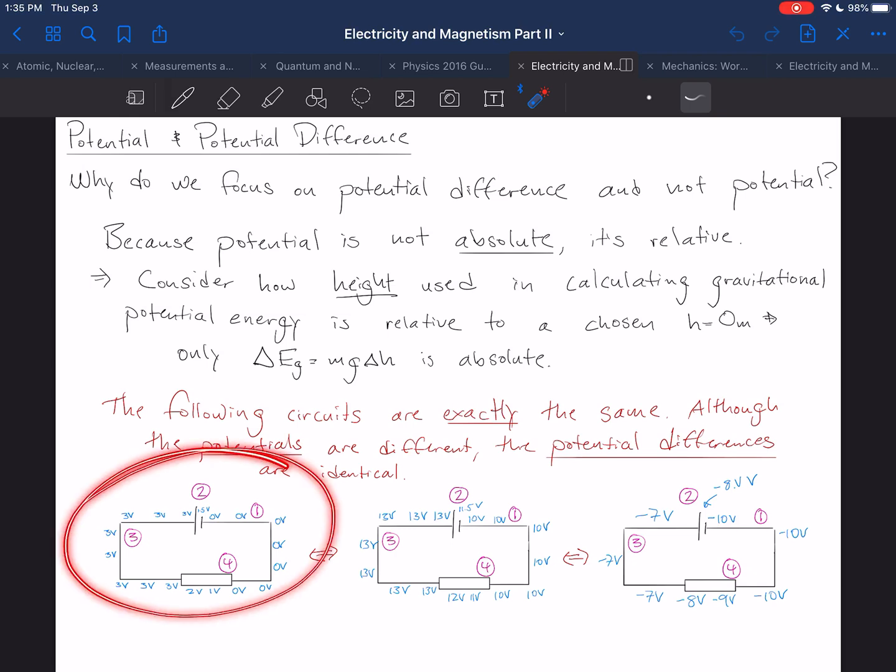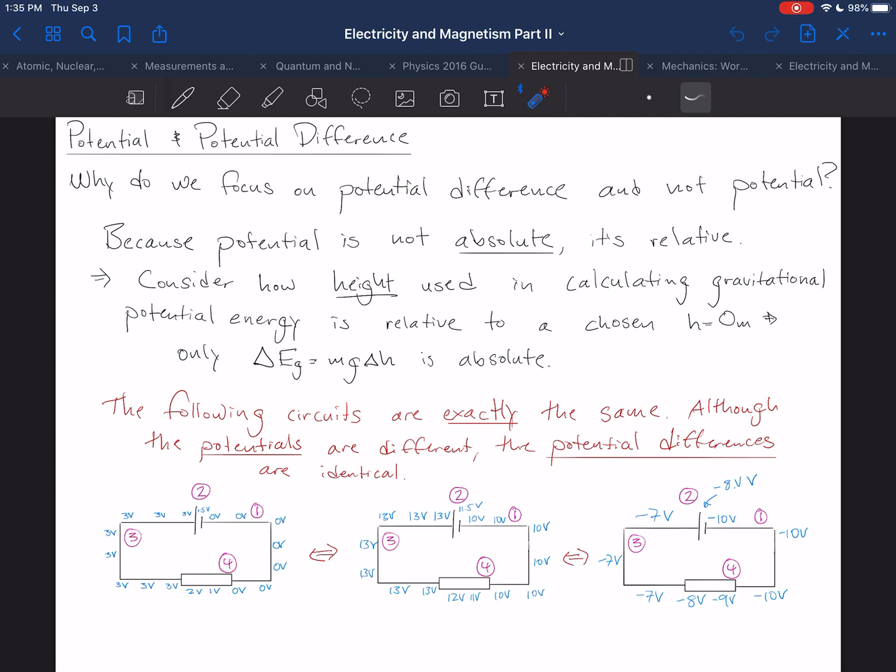So this is the same circuit that we just looked at. Well, you could imagine setting, just like you would set h equals 0 somewhere, you can set this particular point to be 10 volts, or consider it to be 10 volts. So if this is 10 volts, then you'll get the same potential difference as the EMF in number 2, and then the same potential difference across the resistor from 13 volts to 10 volts. That's exactly 13 volts minus 10 volts is 3, just like in our first example.